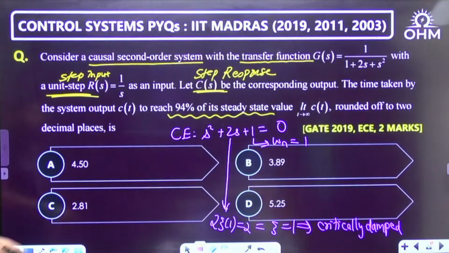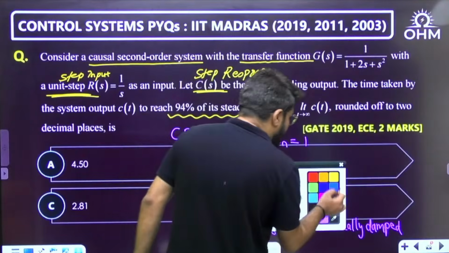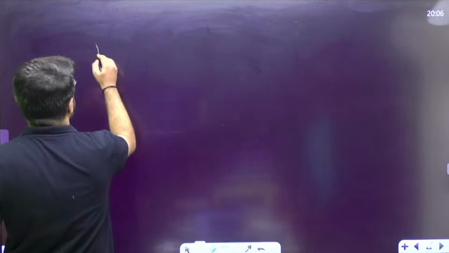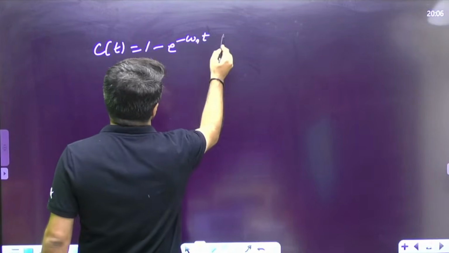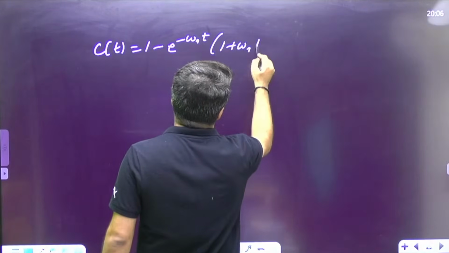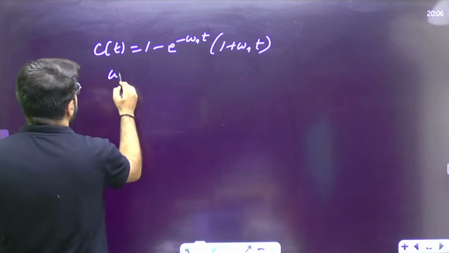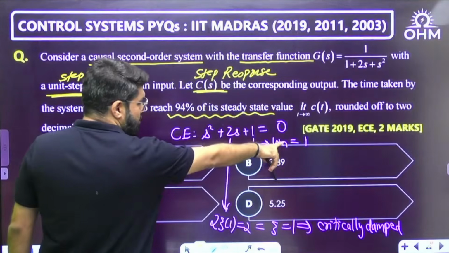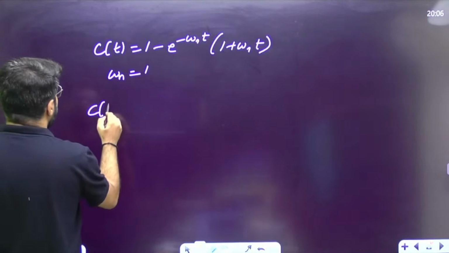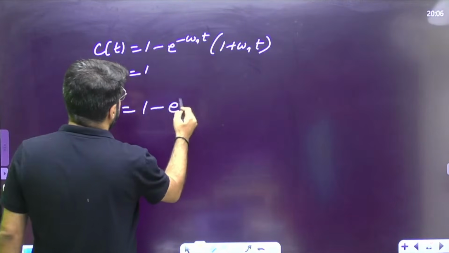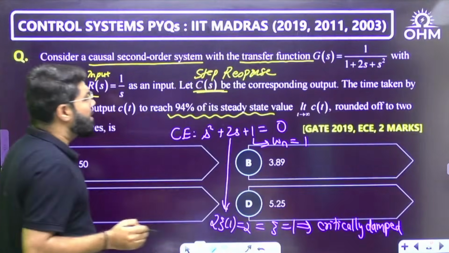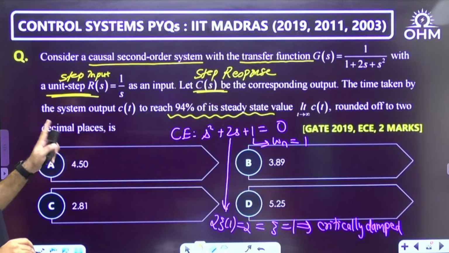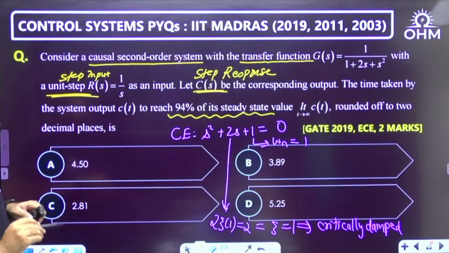So right now, because the system is critically damped, what is the output expression that I will take? For critically damped, the output expression is 1 minus e power minus omega nt multiplied by 1 plus omega nt, where omega n is 1. You see, omega n was 1. So the output expression for the current question will be 1 minus e power minus t into 1 plus t. I am asking the time at which the output will become 94% of the steady state value.